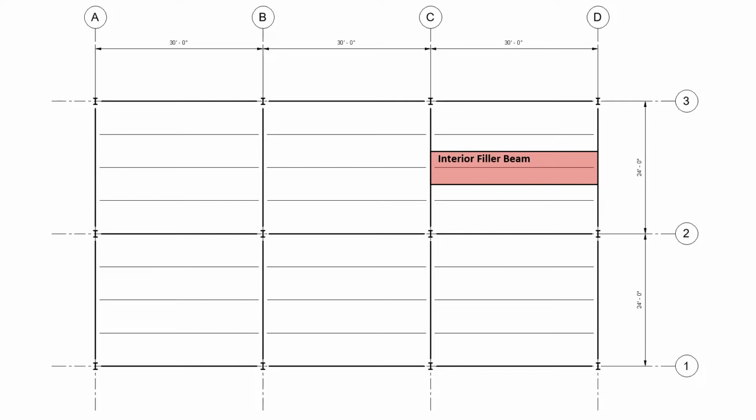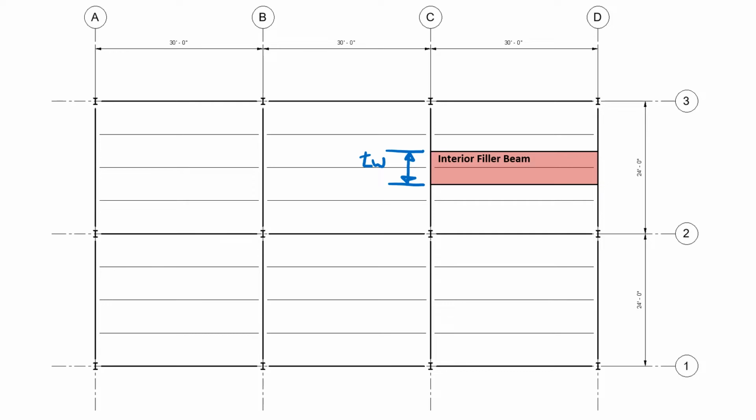Then we would go a step further and define a new term that is referred to as the tributary width. I'll call it T sub W. Sometimes you see it called TW instead of T sub W, whatever. It's the width that's tributary to that beam.